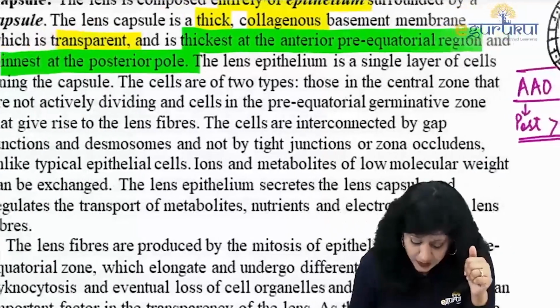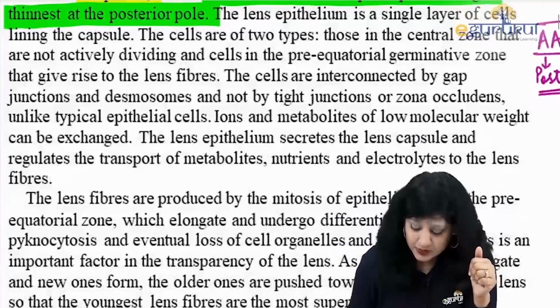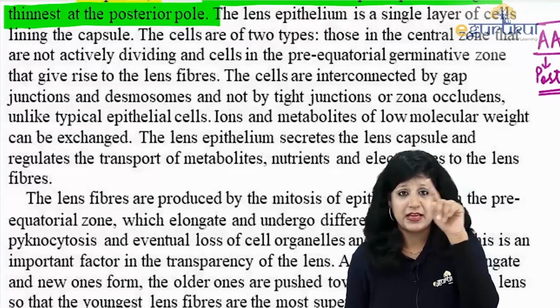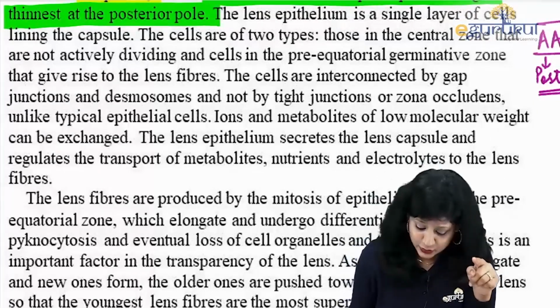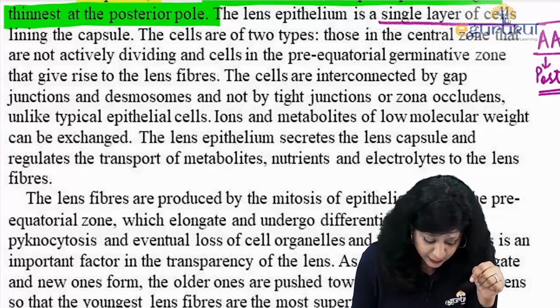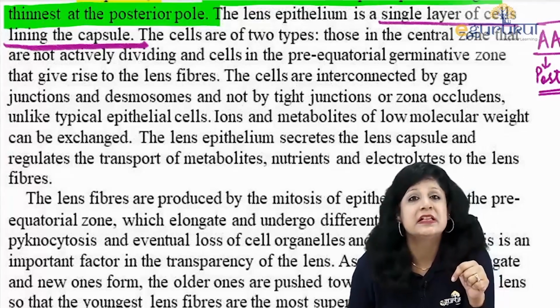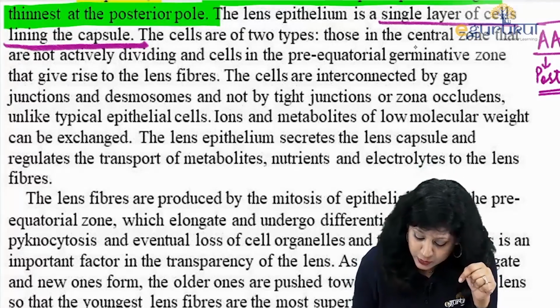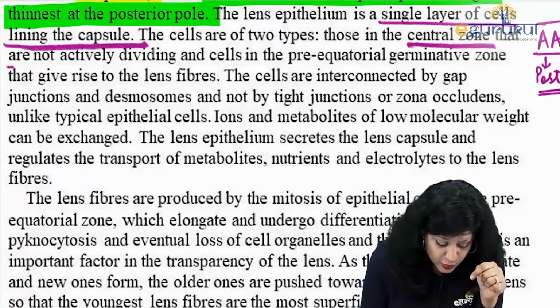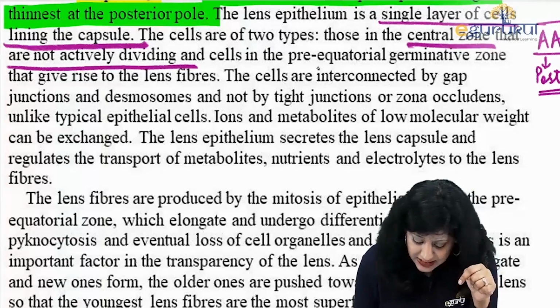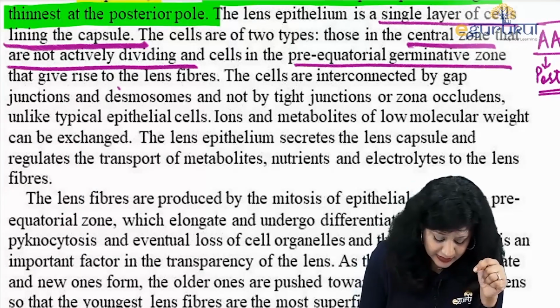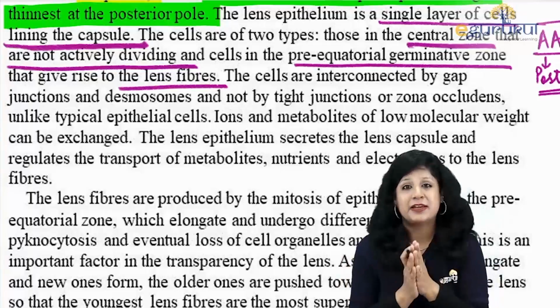Okay. Now coming to the epithelium. Now we know that the epithelium consists of a single layer of cells. So the lens epithelium is a single layer of cells which is lining the capsule, and these cells are of 2 types. Those in the central zone are not actively dividing. Cells in the preequatorial germinative zone give rise to the lens fibers.